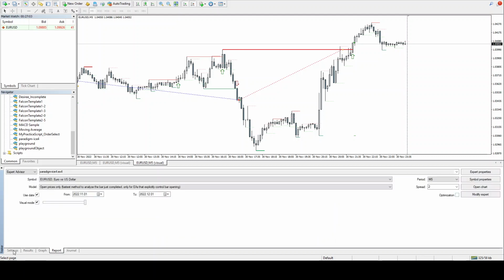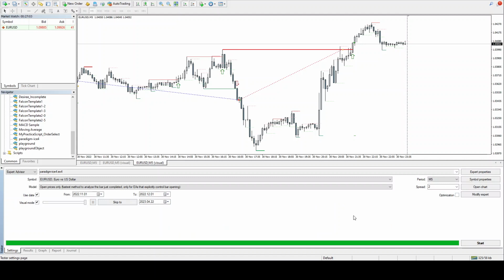Okay, so let me run it again, this time around with the Q zone filter, and let's compare the difference. Still the same data, the only difference is that it will now only take trades during the Q zone. So let's check that out.